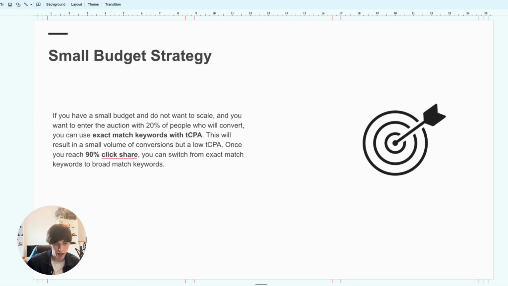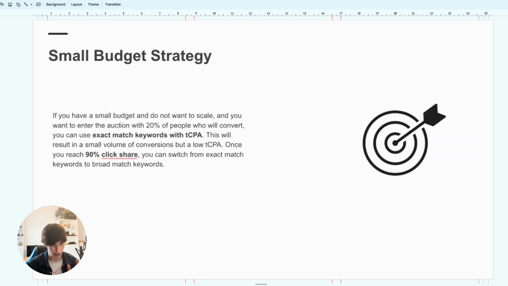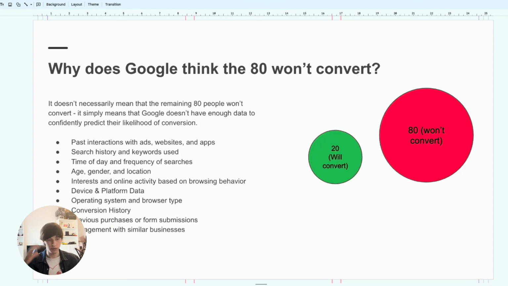Once you reach 90% of click share with exact match and target CPA, you can switch from exact match keywords to broad match keywords. Wait until you reach 70-80% click share with broad match and target CPA, and if you reach 80% click share, you can launch max clicks to get those 80 people that Google thinks won't convert. So if you use this strategy, as I said, start with exact plus target CPA, switch to broad plus target CPA, and then add max clicks with manual. So you will reach all the market with these strategies.